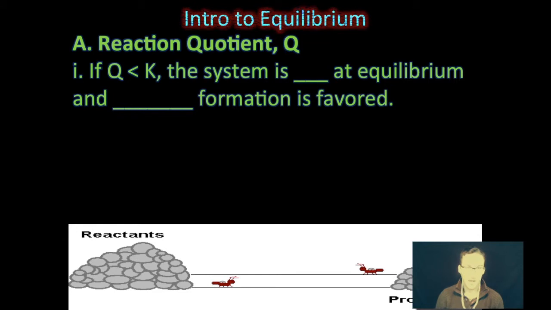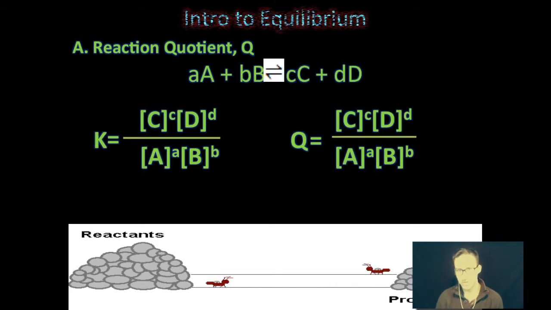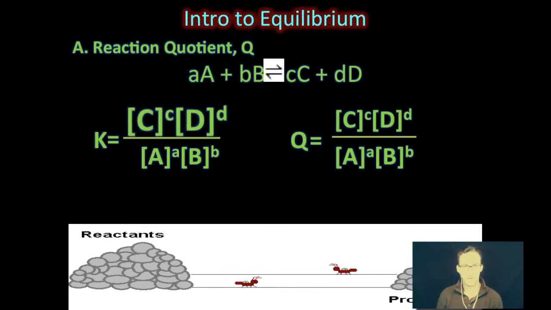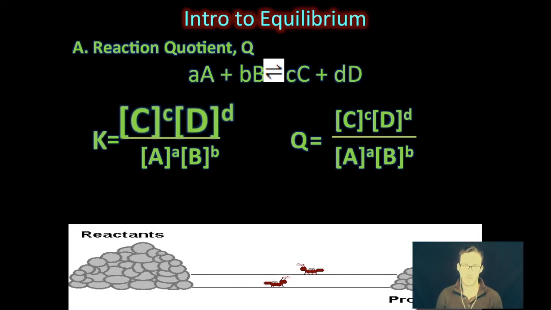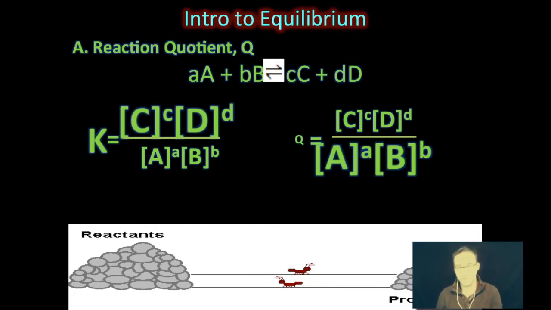Now, a couple of things to keep in mind as we relate Q to K. If Q is less than K, again, remember K is equilibrium, so if it's less than K, it's not at equilibrium, and product formation is favored. So as you think about this general reaction here, let's say, for example, that at equilibrium there's a lot of products present. And if Q is less than K at a given point, then it's understood that we are going to have a lot of reactants at that point where Q was measured.